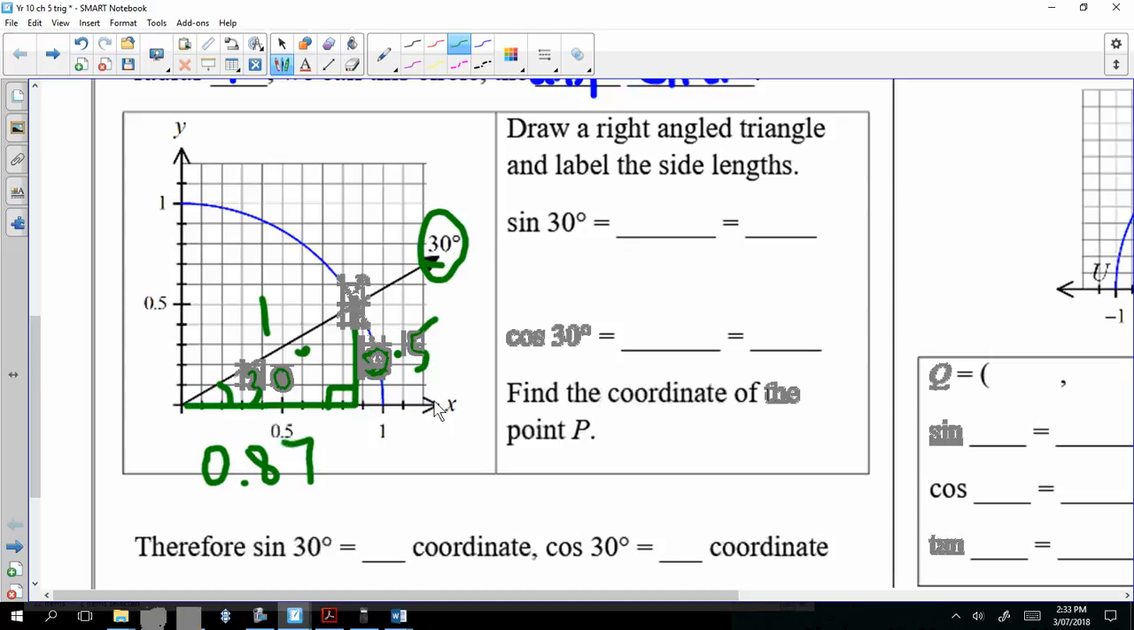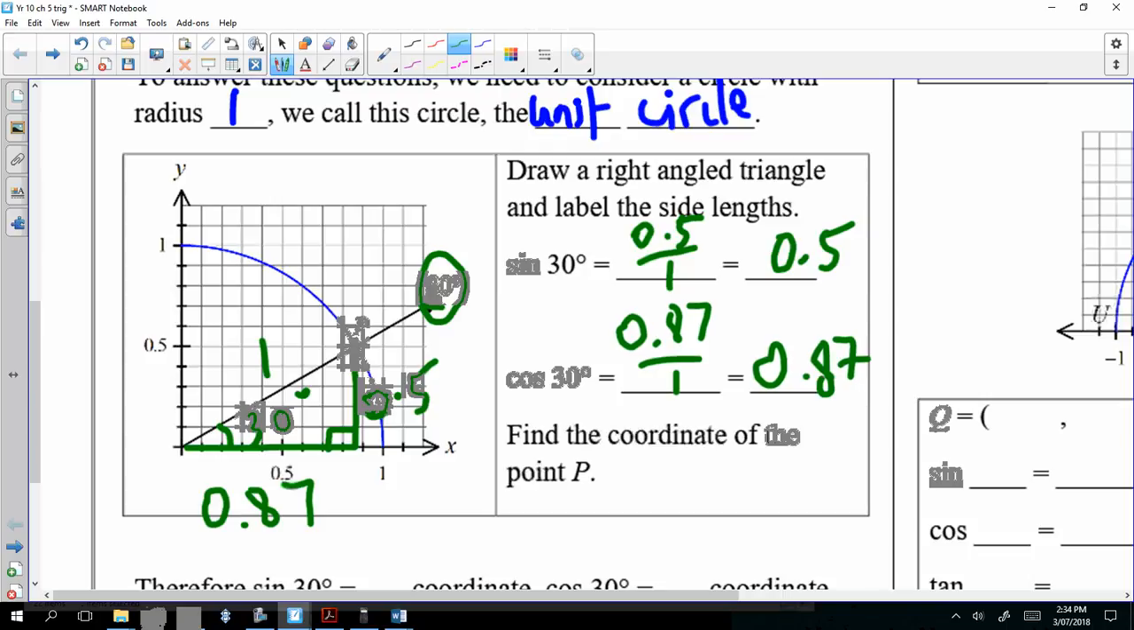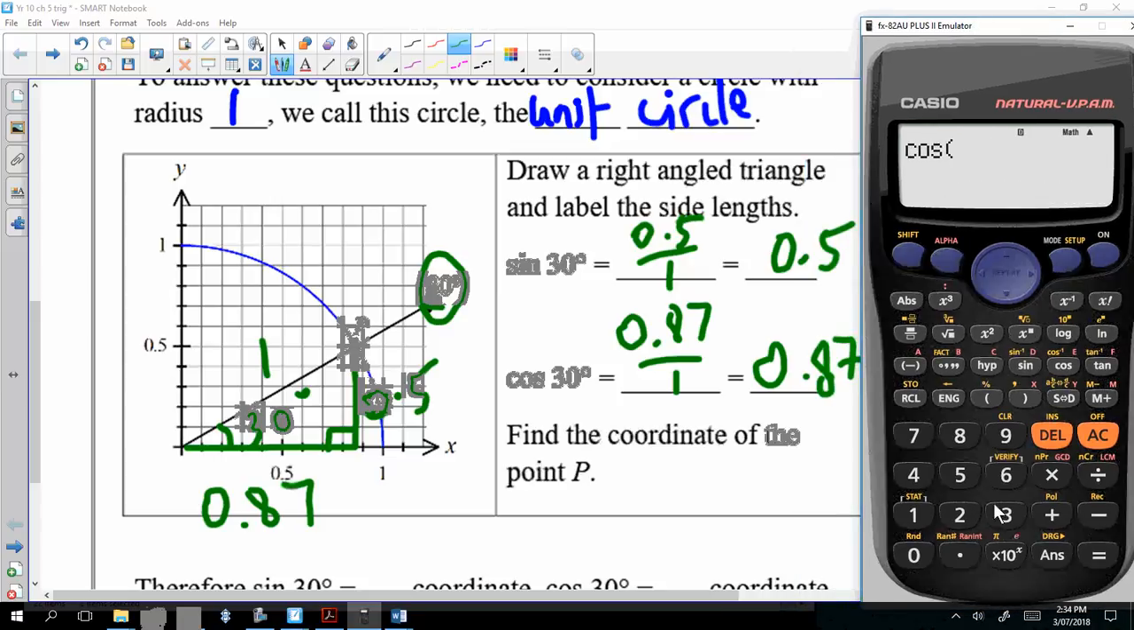Now, using our definition, sine is opposite over hypotenuse. So if you do sine 30, that would be 0.5 over 1, which is 0.5, as we expect. Now, how about cos 30? It's adjacent over hypotenuse, isn't it? So you do 0.87 over 1, which is 0.87. If you use your calculator, it does give you 0.87. So cos 30 gives you about 0.87.